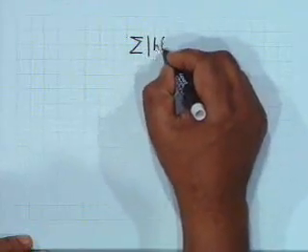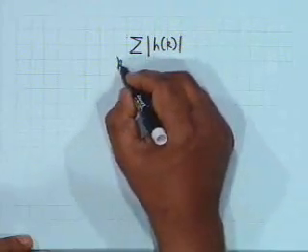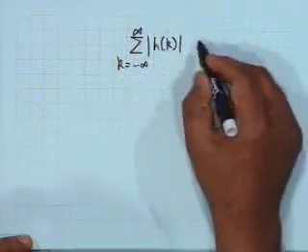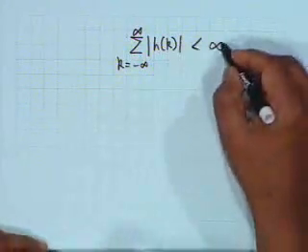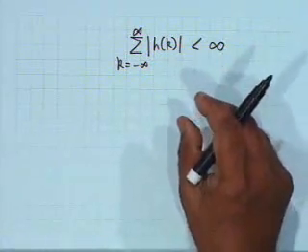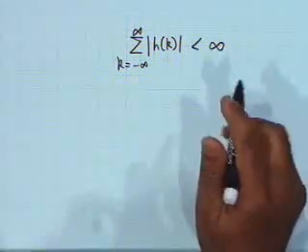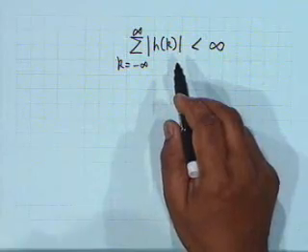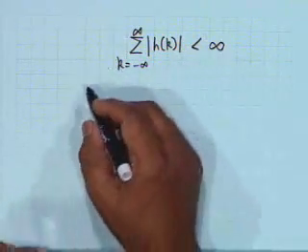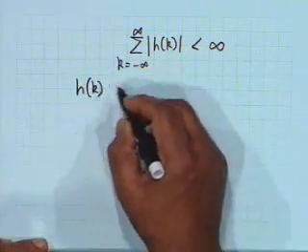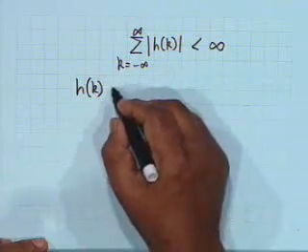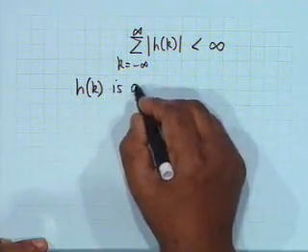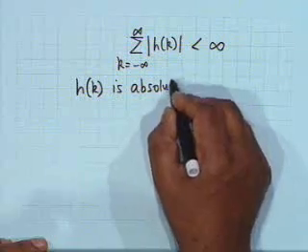This condition, that is summation mod hk, k equals minus infinity to plus infinity less than infinity, is expressed in language like this, that hk is absolutely summable. You should be acquainted with this language. hk is absolutely summable.